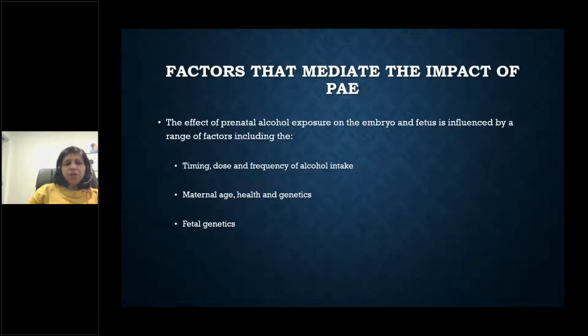Now we talk about the factors that mediate the impact of prenatal alcohol exposure. Of course, it is really dependent on the timing, the amount and the frequency of alcohol intake. It does get influenced by what is the age of the mother, how is her general health, and what are the genetics. And it is also governed by fetal genetics and neuroplasticity of the brain.